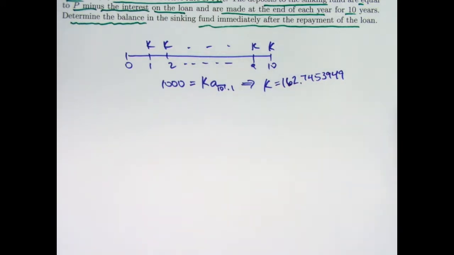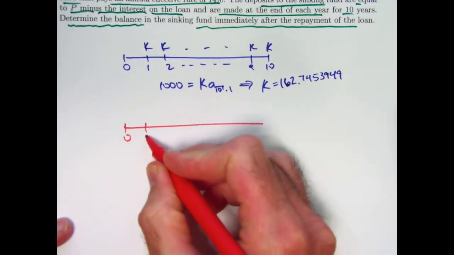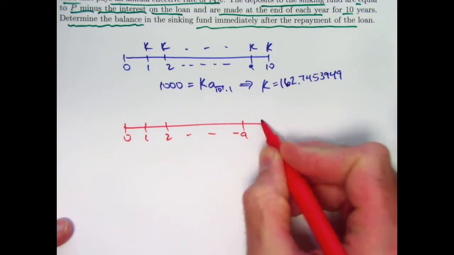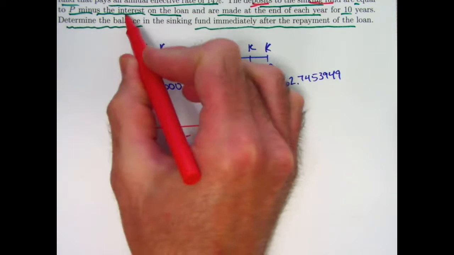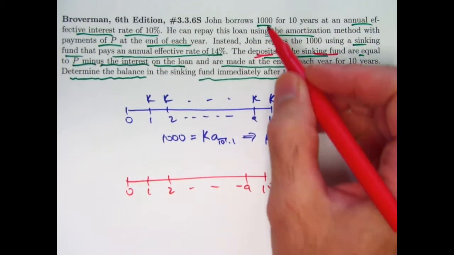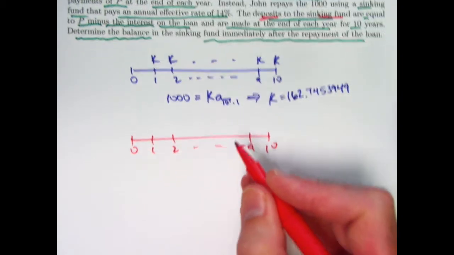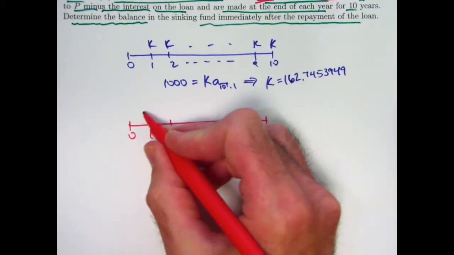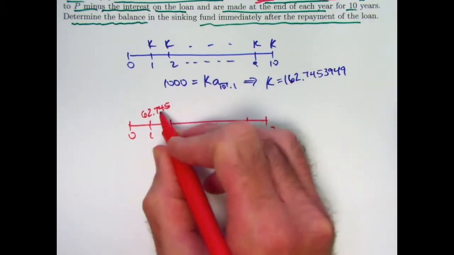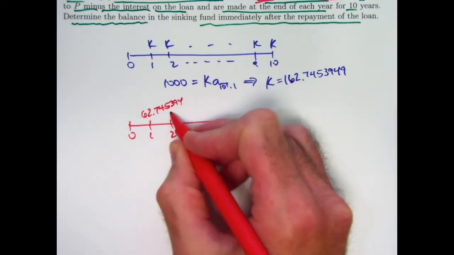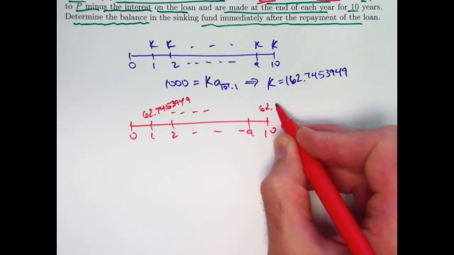Now what about the sinking fund? The deposits to the sinking fund are equal to P minus the interest on the loan. Now the interest on the loan each year would be 1,000 times 0.1, which is 100. So these amounts right here are going to be 62.75, or in this extended form, 62.7453949, including at time 10.